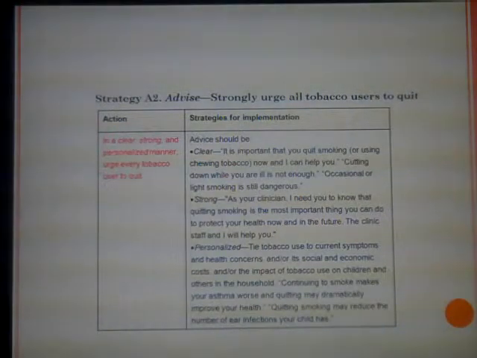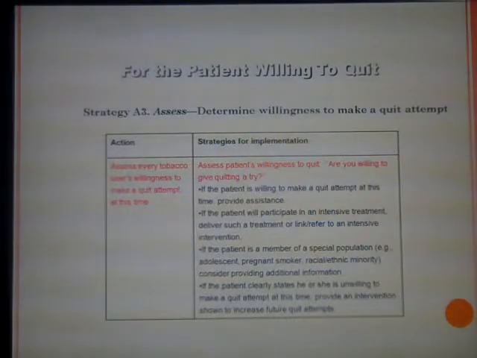The language that we use to encourage tobacco smokers to quit needs to be clear and strong and personal. It's really important that you quit. Please ask your clinician. Continuing to smoke will make your asthma worse. There's something that's personalized to your actual client and what would be the best motivator for them.